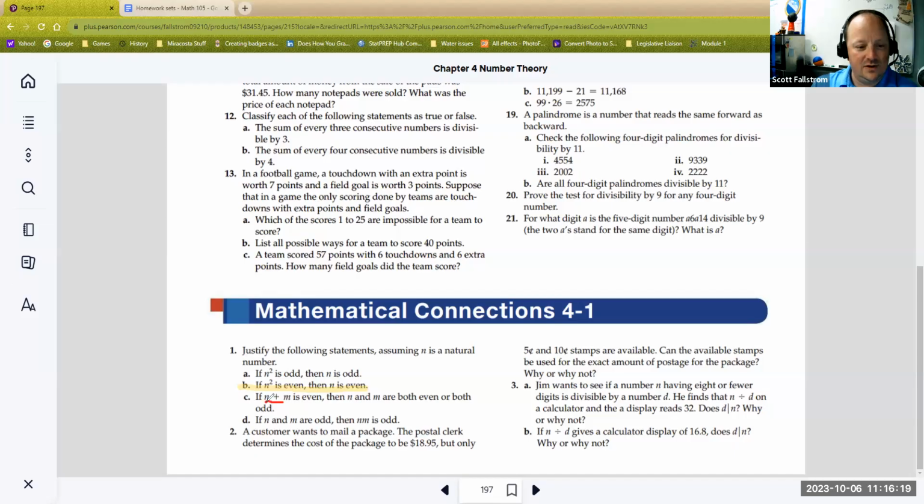Here, if n plus m is even, then n and m are both even or both odd. Okay. So you could start with that piece. You could do the contrapositive on this one. Totally up to you. Part D, it says if n and m are odd, then the product, and you multiply them together, that's odd.